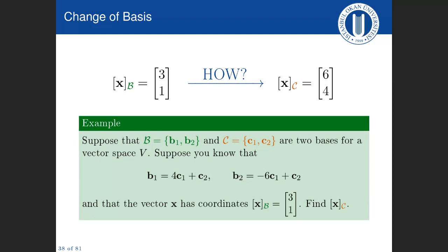For example, suppose that we hadn't already done the picture. Let's suppose that we have two bases for a vector space V. Suppose we know that b1 is 4c1 plus c2, and we know that b2 is minus 6c1 plus c2. And finally, suppose that we know that the vector x has coordinates relative to the basis B equal to 3, 1. Find the coordinates for x relative to C. We have actually already done this, so we know what the answer is going to be, but let's pretend that we don't know that the answer is going to be 6, 4.